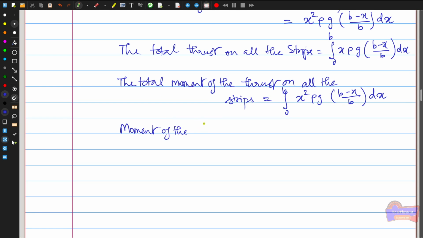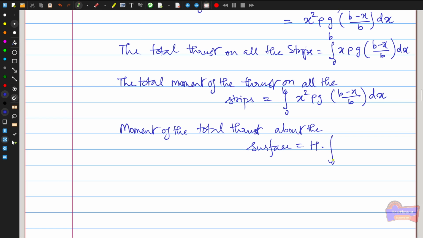thrust, the resultant thrust, the total thrust about the surface. This is equal to the total thrust multiplied by the height h, so I can write it as h times the integration from 0 to b of x rho g (b minus x) divided by b into dx.